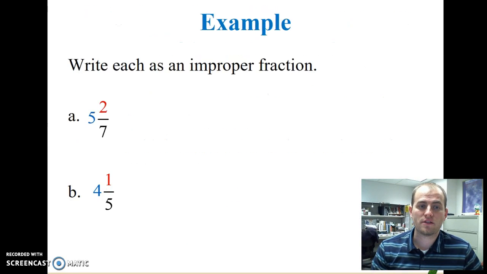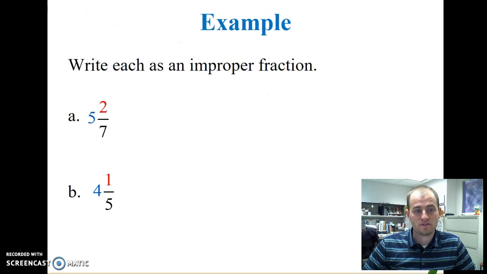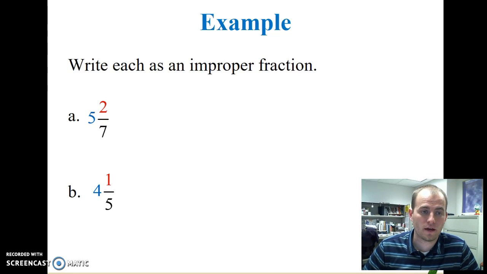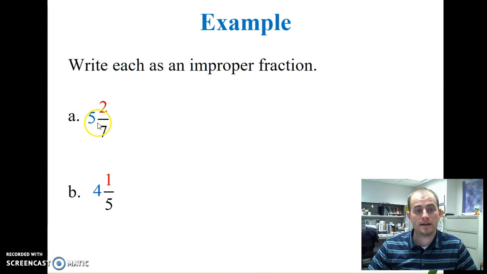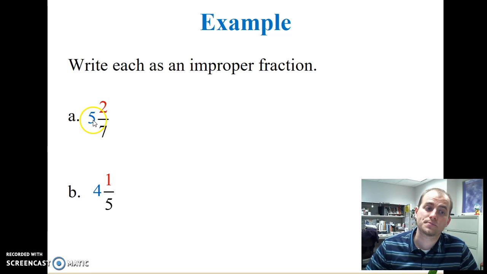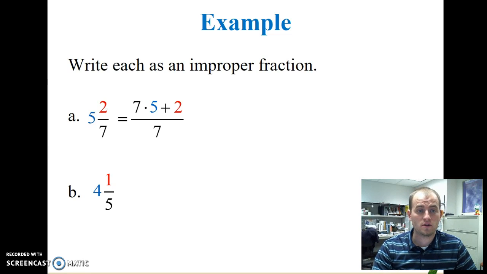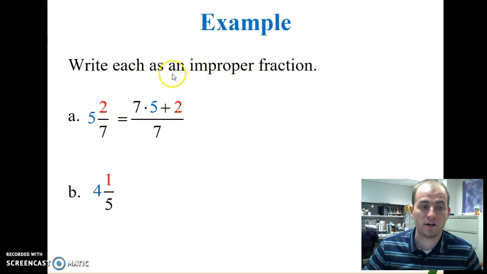All right, what if we're going to go the other direction? What if we have 5 2/7 and we want to write that as an improper fraction? Okay, so now we go the other direction. What you do is you take 7 times 5, and that gets you 35, and then you add the numerator to get 37. So again, the denominator times the whole number gets you 35, because the whole number 5 means 35/7 if you were to rewrite it with the denominator of 7.